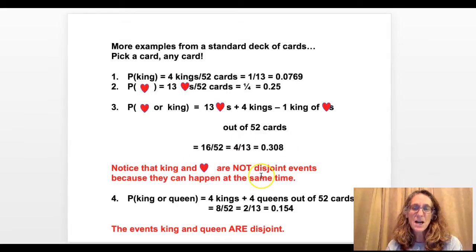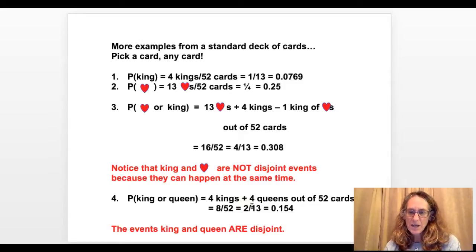Again, notice that those are not disjoint, whereas the probability of king or queen is a little simpler situation because there's 4 kings and 4 queens, and so you just add them together. 8 cards out of 52 is the probability of getting either a king or a queen.